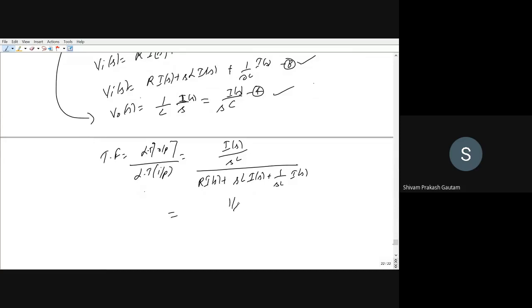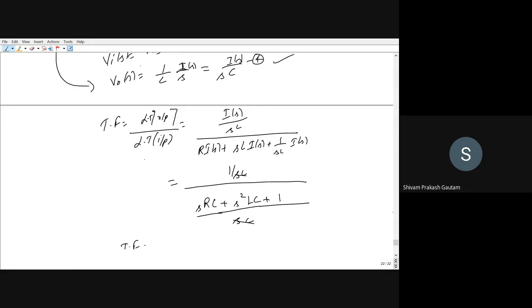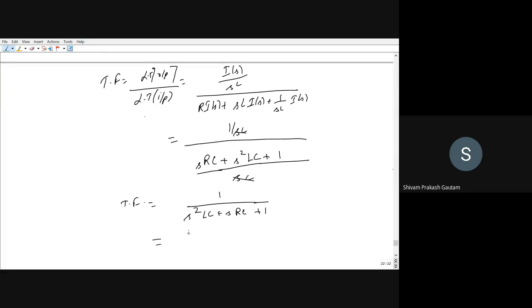This will be equal to 1 upon sC, upon, now I am taking 1 upon sC as an LCM in the denominator, right? So this will be equal to sRC plus s square LC plus 1. Is it not? And this sC will cancel out. So we will be getting the transfer function as 1 upon s square LC plus sRC plus 1.